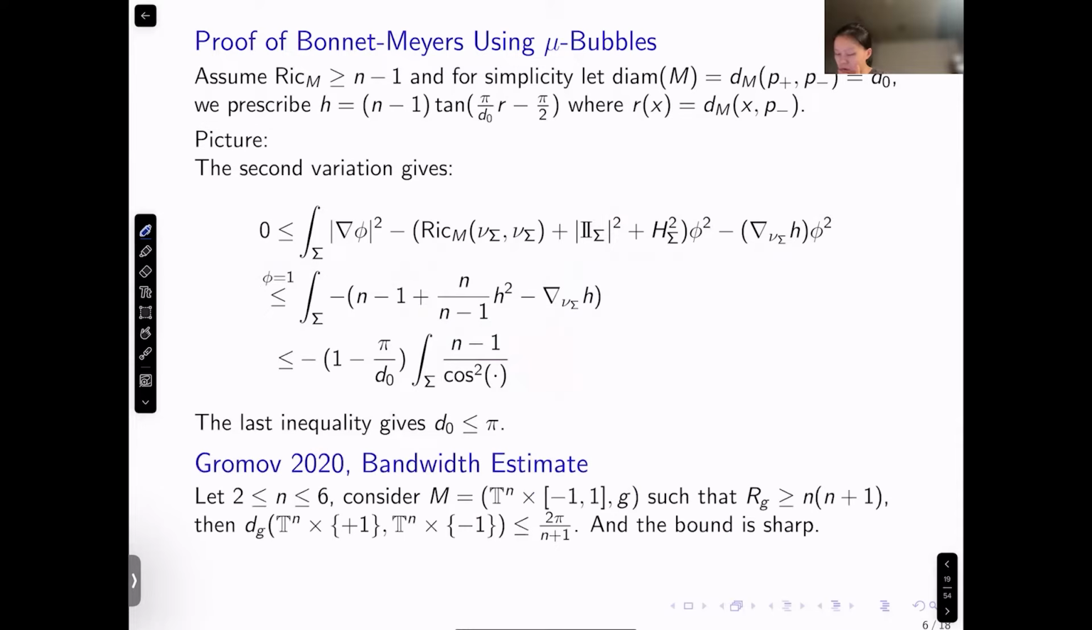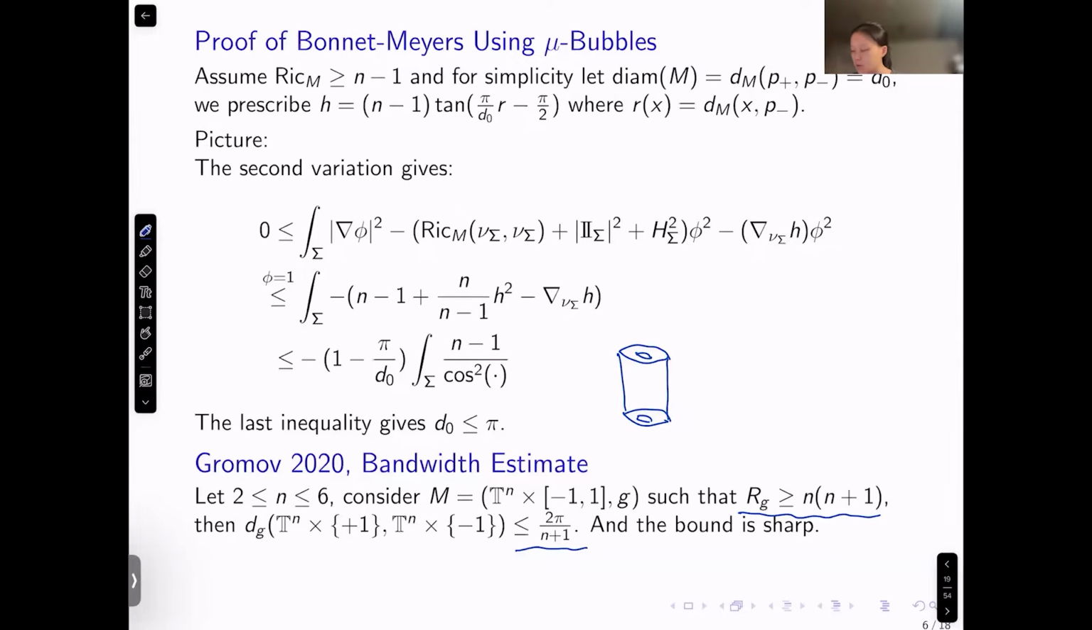Then Gromov, this is the idea of the proof of the bandwidth estimate by Gromov, where he proved that if you are a band over a torus, and if you have a lower bound on scalar curvature, then the distance between the top slice and the bottom slice has to be bounded by a constant that only depends on the bound on scalar curvature. And the idea is similar to the above proof. So now we have a band over a torus. Let me draw a band over a torus here.